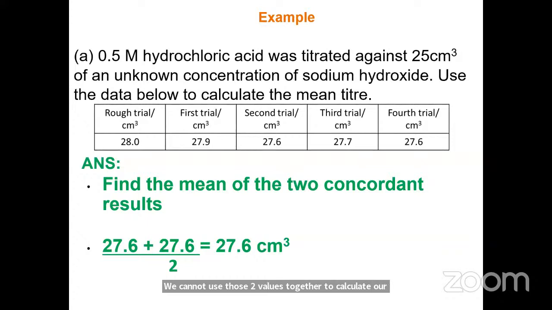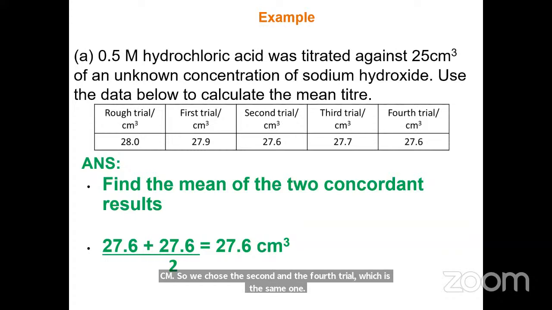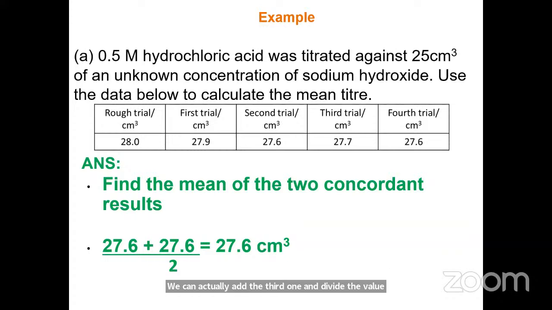The second, third, and fourth, we can use the three because when you look at the values 27.6, 27.7, and 27.6, the difference between them is not more than 0.1 cm³. So we chose the second and the fourth trial, which are the same value. We can actually add the third one and divide the value by 3. But anyhow you do it, make sure that the values you are going to use to calculate should not differ by more than plus or minus 0.2.